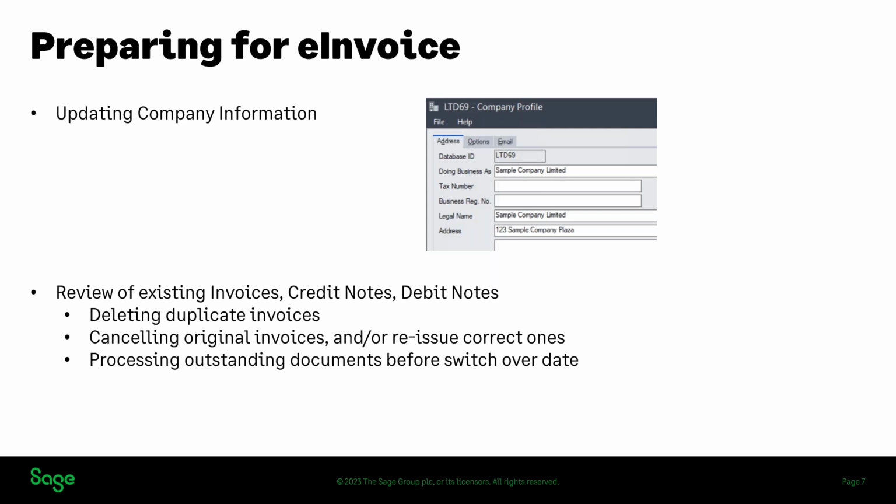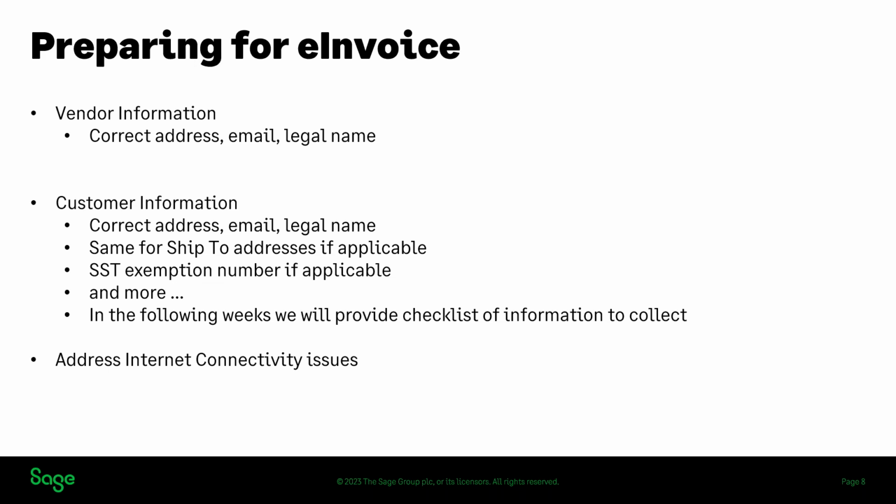Okay. So the next item on here is a few items with respect to vendors and customers. Ensuring that we have things such as the correct address, the emails, and the legal names. The customer information is probably the more important at this particular point in time. So, once again, addresses, emails, legal names, ship-to addresses, and if there are SST exemption numbers. There are going to be a lot more fields in here as well.